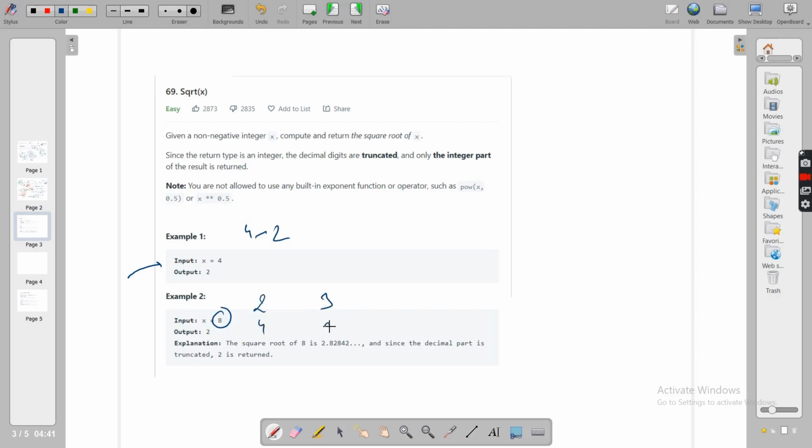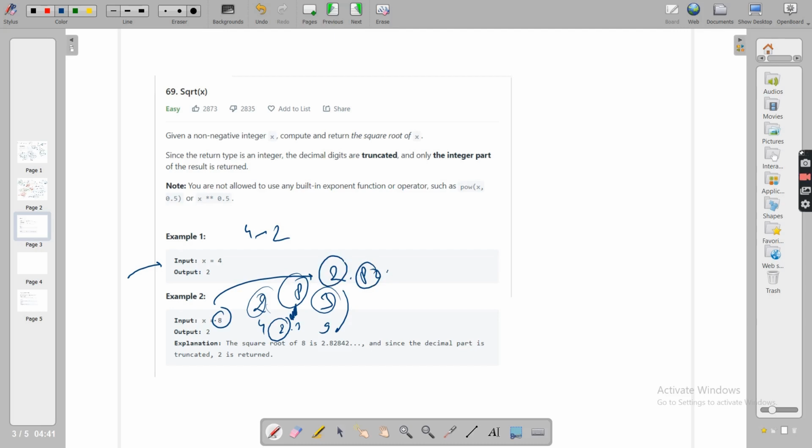But for eight, the square root is something between two and three, because two cross two is four, three cross three is nine, and you want it for eight, so it is something between two and three. It can be 2 point something, but you have to return only the integer part of it. For 8 the square root is around 2.82, but you have to return only 2, not 2.8.